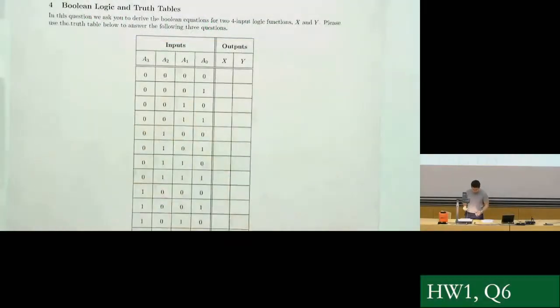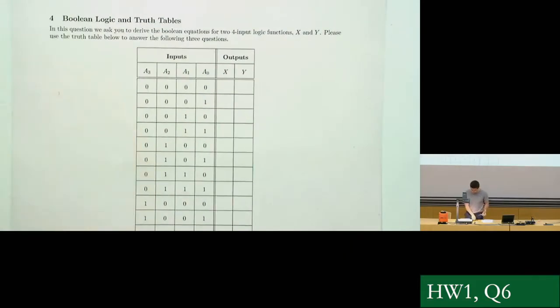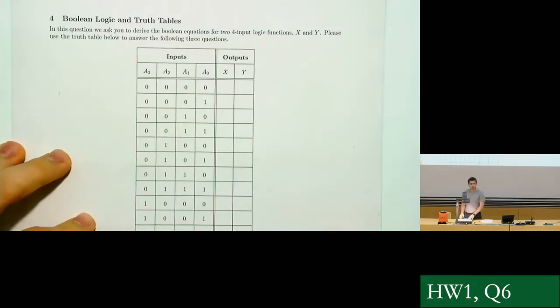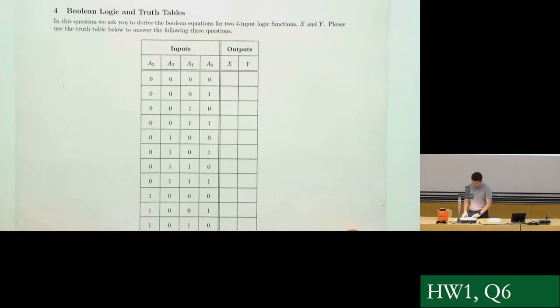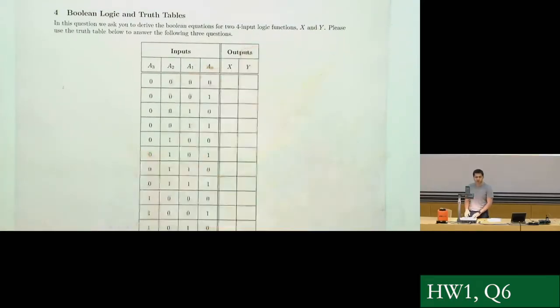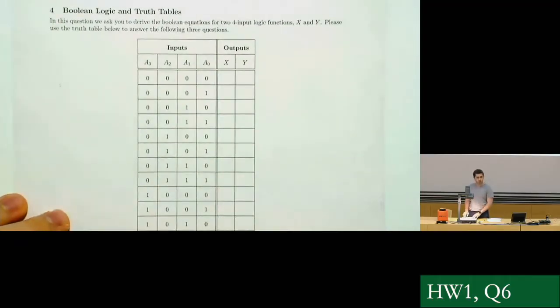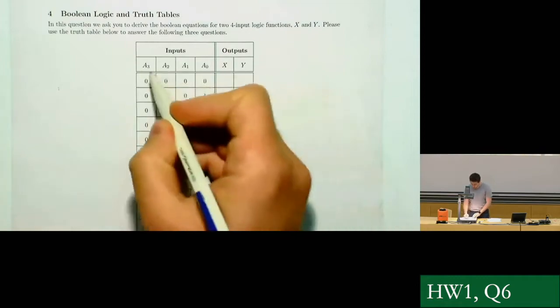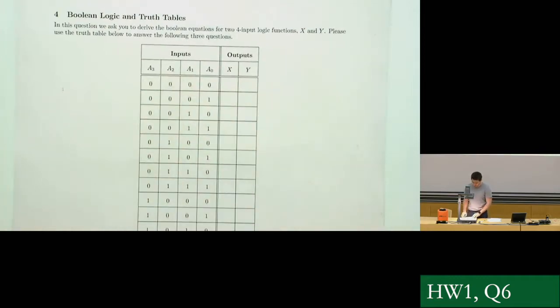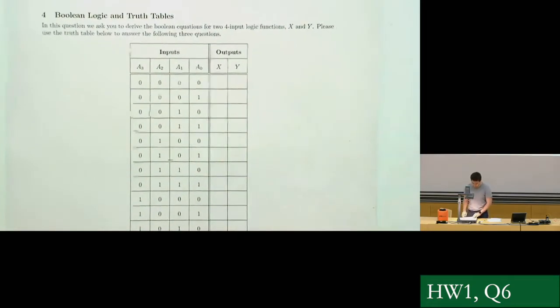So the question is about Boolean logic and truth tables, as it also says here. In this question, we have 4 inputs and 2 functions which are directly related to these 4 inputs. We are asked to fill this table and also write the Boolean formula for X and Y. These are our inputs, A3 to A0, and these are our functions that we're going to fill the truth table with.